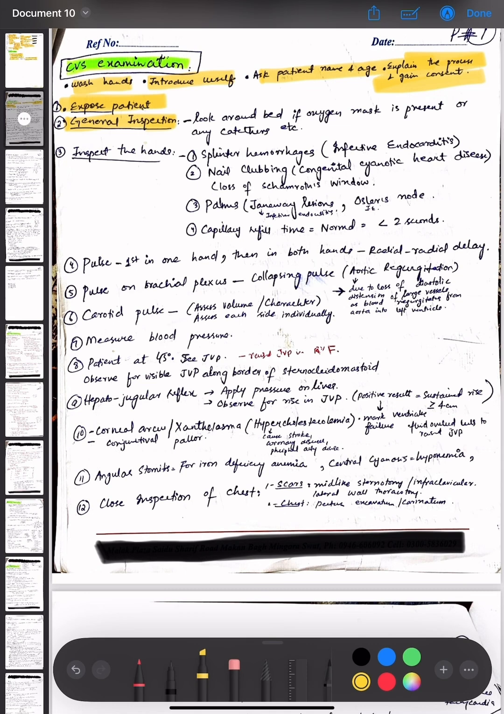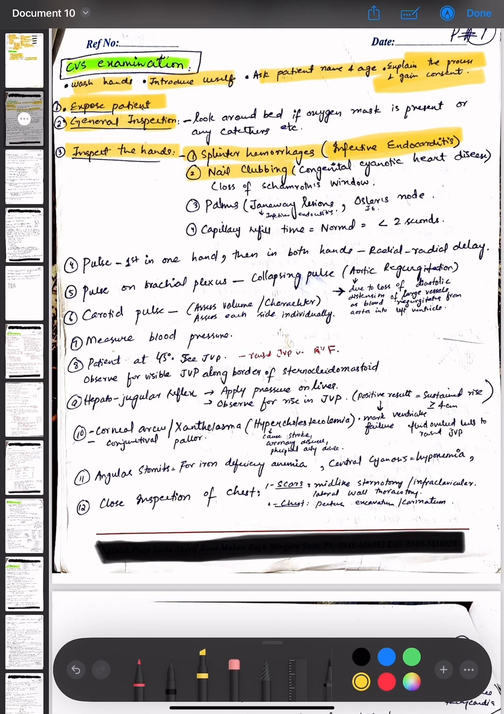Then we will start with the inspection of the hands. First of all, inspect the hands. Look for the splinter hemorrhages. Splinter hemorrhages are present in the nails, and the disease in which splinter hemorrhages are present is infective endocarditis. So if splinter hemorrhages are present in the hand of a patient, it shows us that this patient is having infective endocarditis.